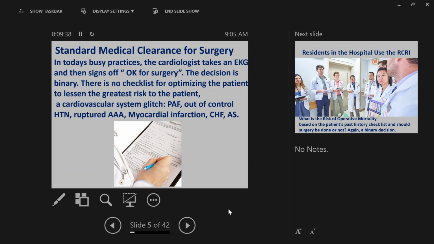The standard medical clearance for surgery, in today's busy practices, is that the cardiologist just does an EKG. There might be an echo, or maybe there's an old echo, but we went through a group of the patients that were going for knee and hip surgery, and all we saw were EKGs and okay for surgery. The decision is therefore binary. Yeah, they can go to surgery. No, he can't go to surgery.